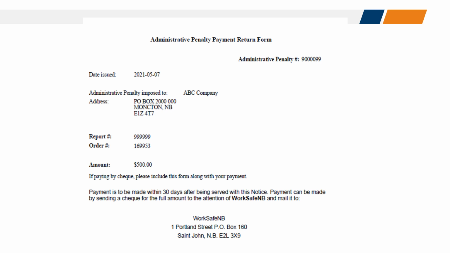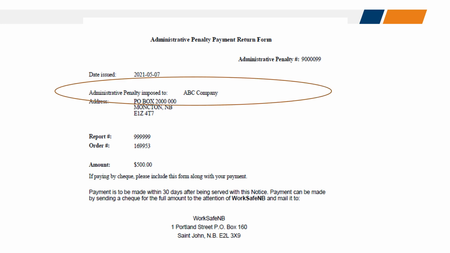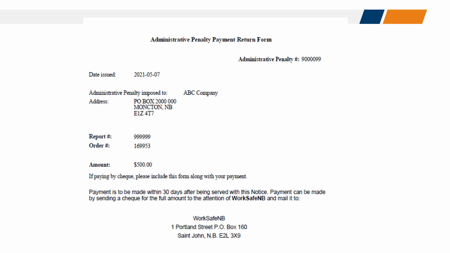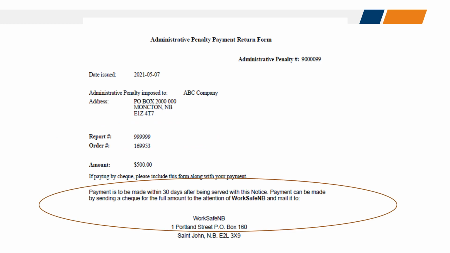Within the administrative penalty package, the client will receive an administrative penalty return form. When paying by check, they will include this return form with payment. Here's an example of a fictitious payment return form. We see at the top right-hand side that there is the administrative penalty number. We also see the date that the administrative penalty was issued, to whom it was issued to, the inspection report and order numbers, and information about payment.